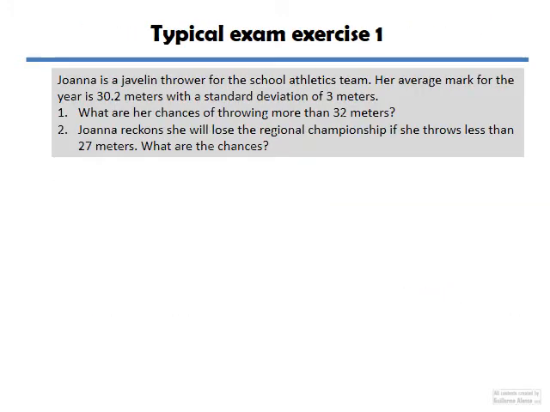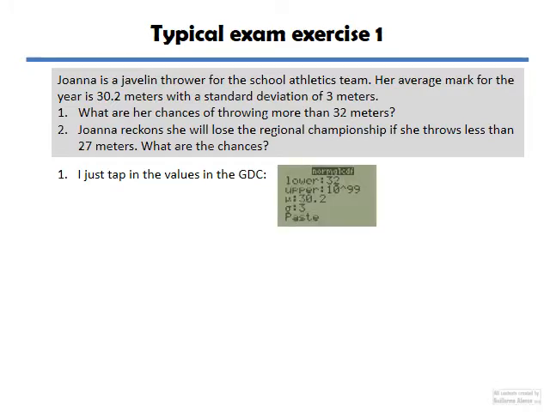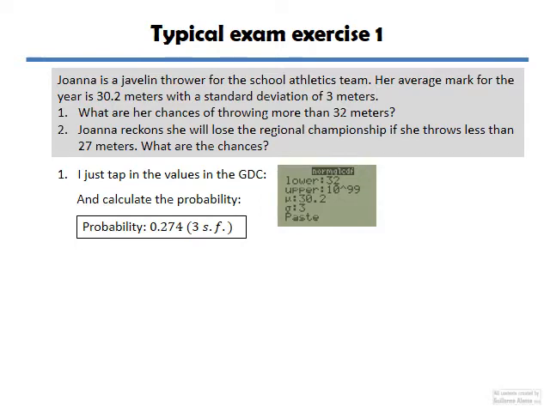So here's a person throwing the javelin for the school's team. Her average mark of the year is 30.2 and the standard deviation is 3 meters. So what's the chances of her throwing more than 32 meters? Well, I tap in the values in the graphic display calculator, and for the upper bound, I'm going to put 10 to the power of 99. So when I paste it, I calculate the probability to be 0.274. That's the probability that Joanna throws the javelin more than 32 meters.